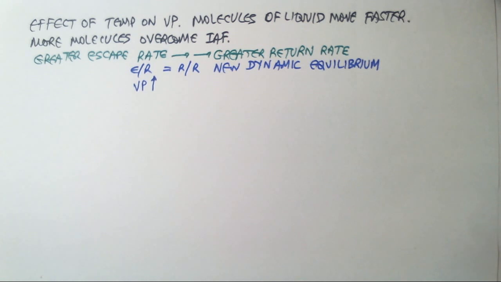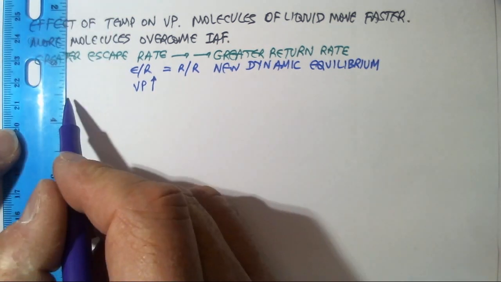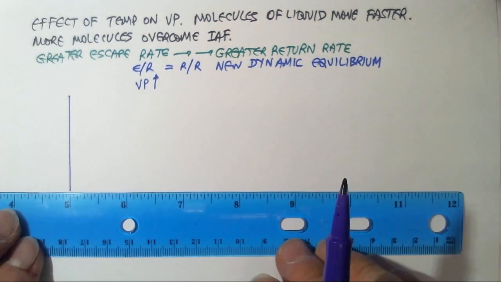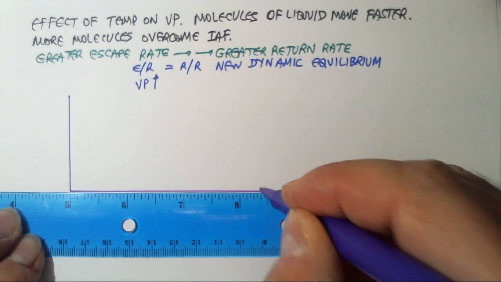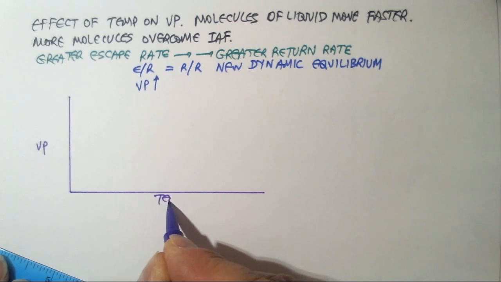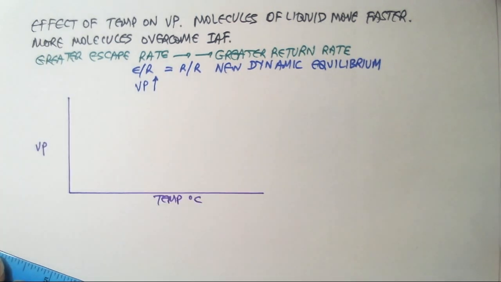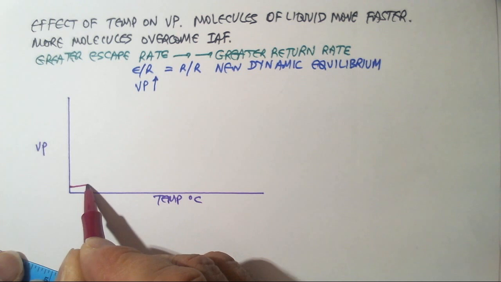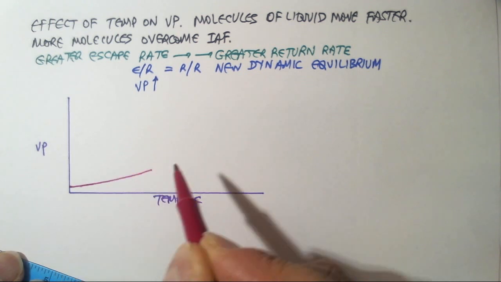Well, what exactly does the dependence on vapor pressure look like? I mean, if we were to draw a graph, is it a straight line? Is it, well, what is it? Well, let's say I draw a graph here, and let's say we call this vapor pressure, and this is temperature, and it could be degrees C, doesn't really matter. And let's suppose that we have some liquid. This is very typical. It starts out fairly small and then rapidly increases.